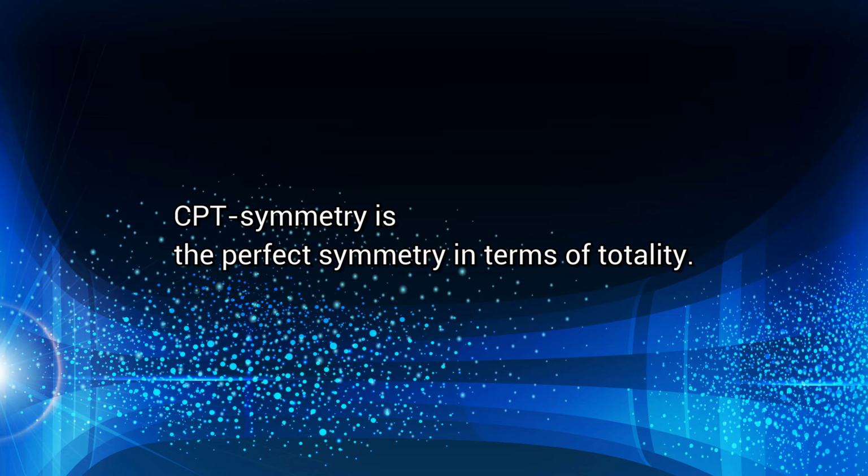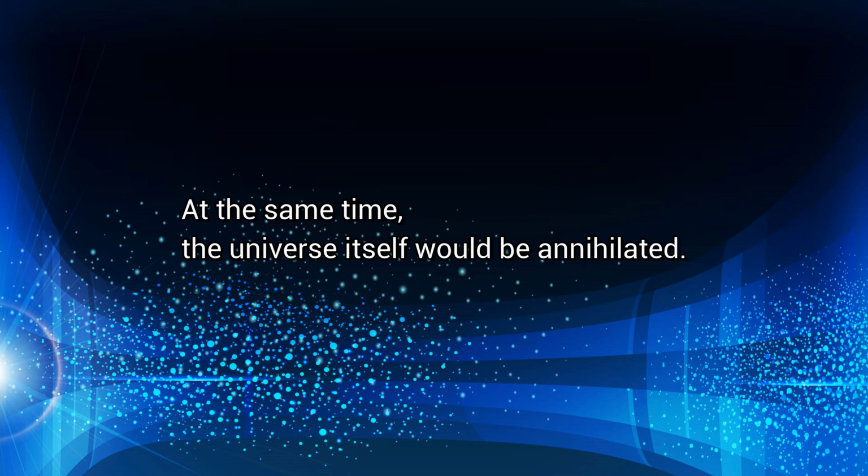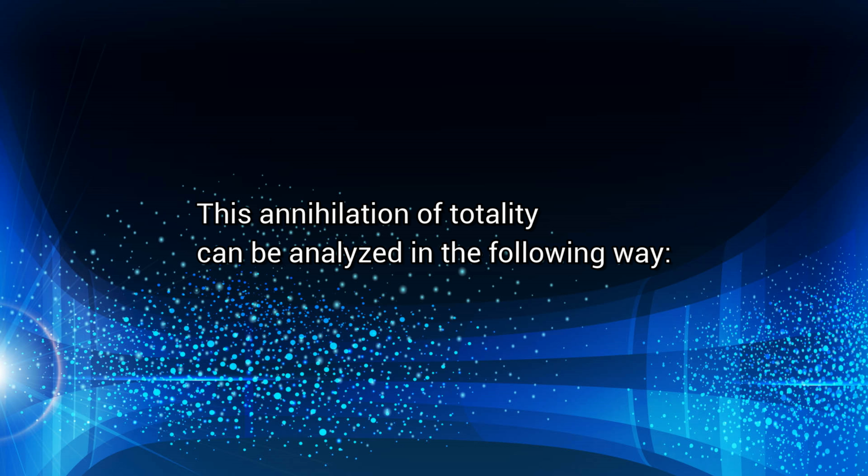Symmetry, Part 3. CPT symmetry is the perfect symmetry in terms of totality. Because there is CPT symmetry in the universe, when space and time are compressed into a single point, yin and yang in the universe would be totally annihilated. At the same time, the universe itself would be annihilated. This annihilation of totality can be analyzed in the following way.